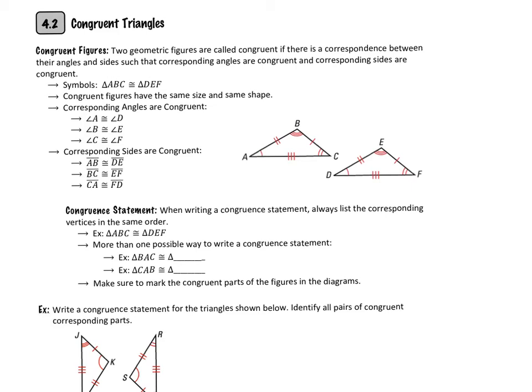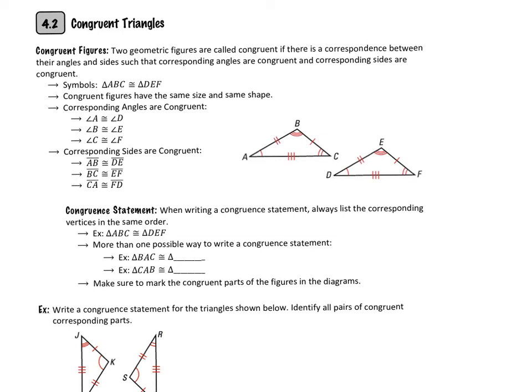In section 4.2, we're going to be looking at congruent triangles. So remember, congruent means the same. Before, we've either talked about angle measures or segment lengths. Now we're going to be talking about an entire geometric figure.